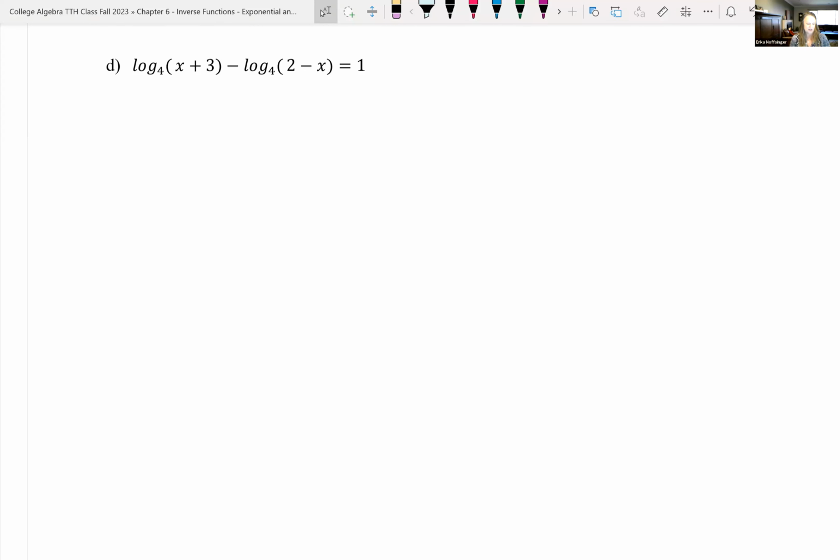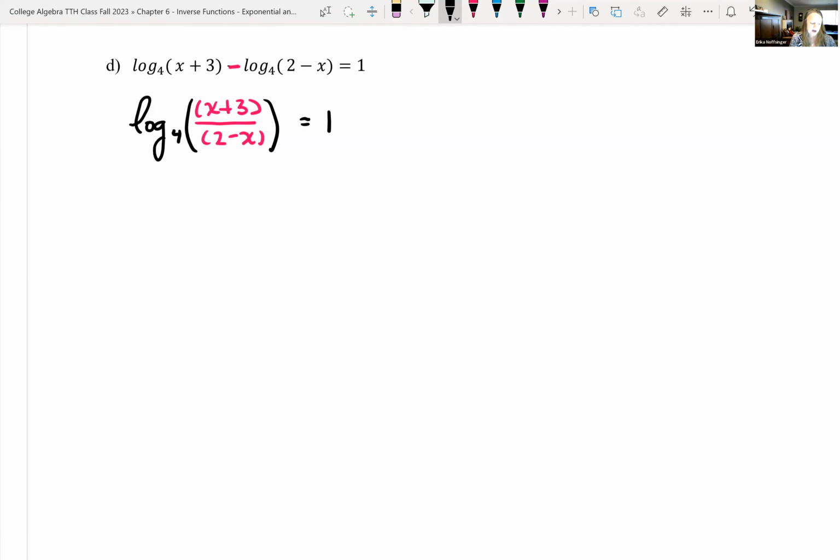So the next logarithmic equation we have is log base 4 of x plus 3 minus log base 4 of 2 minus x equals 1. So let's rewrite this as a single log. We have minus in between our logs, so that would be log base 4 of our x plus 3, minus is division, so divided by 2 minus x. This is equal to 1.